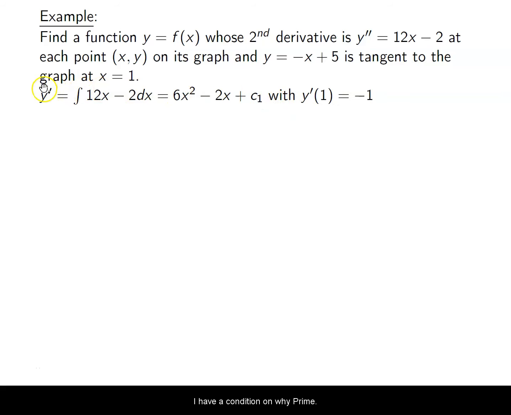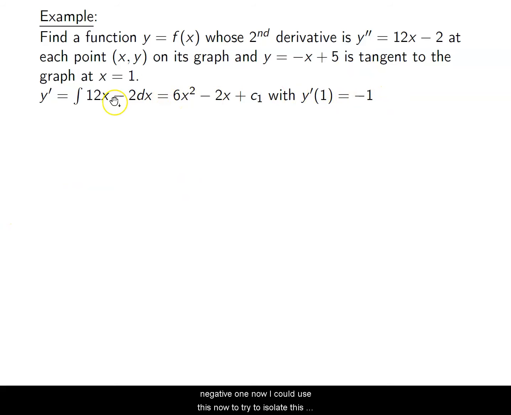So I have a condition on y prime at the input of 1 of getting an output of -1, right? Because this line is tangent to my function at the point of 1, and it has a slope of -1. Hopefully you remember your calculus 1. That means the instantaneous rate of change, or the slope of the tangent line to my function at this point, is this value. So y prime of 1 has to be -1.